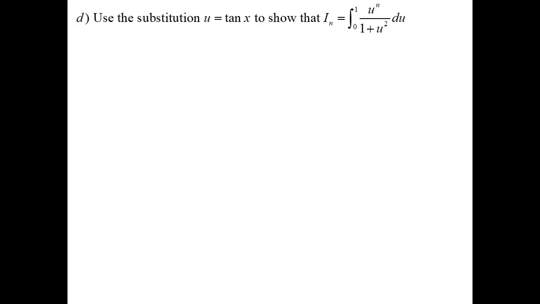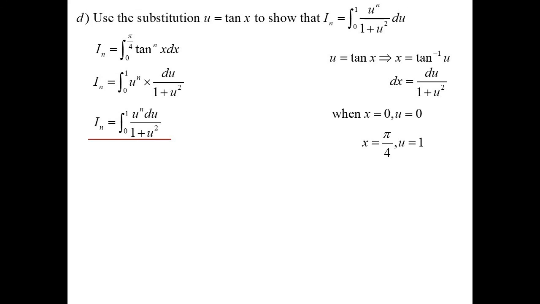Oh, but it did not stop there. Use the substitution u equals tan x to show that In is equal to the integral from 0 to 1 of u to the n on 1 plus u squared. Okay, In is the integral of tan to the n of x dx. So they've said use u equals tan x. I'm going to rewrite that as x equals inverse tan of u for this one. The reason I'm doing that is I'm keeping an eye on what I'm trying to prove. You see that 1 plus u squared on the bottom? I'm thinking, hang on, when I differentiate inverse tan, I get 1 plus u squared on the bottom. So dx becomes du on 1 plus u squared.